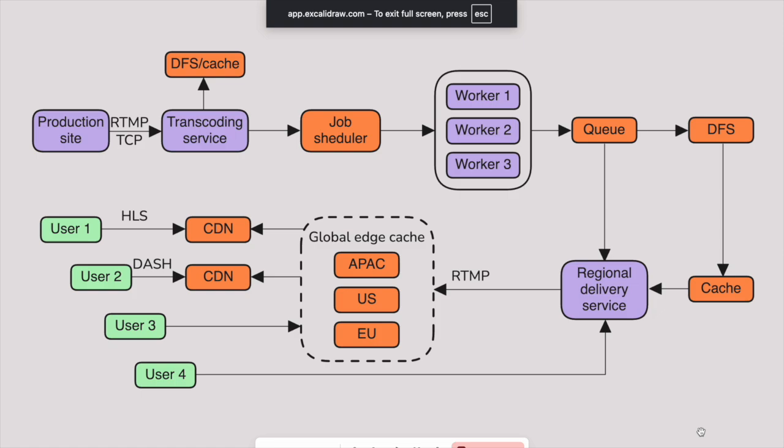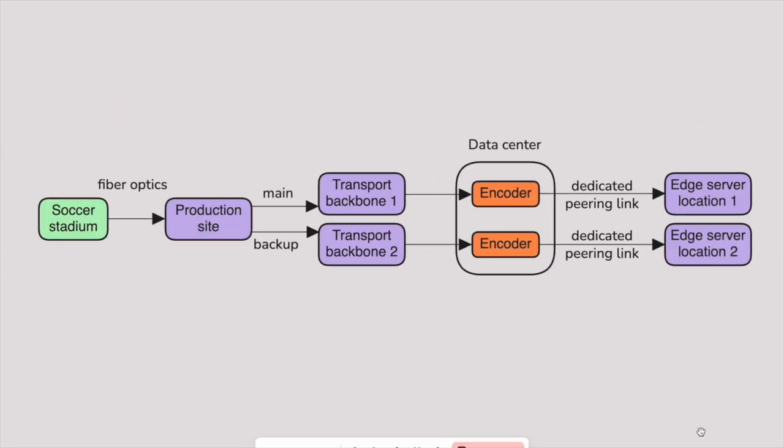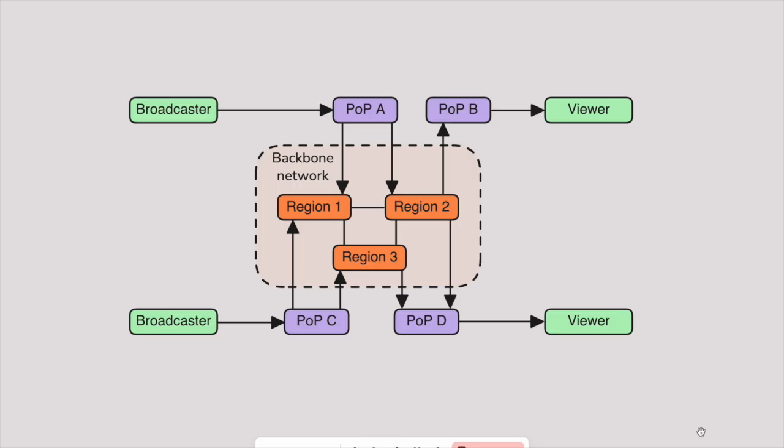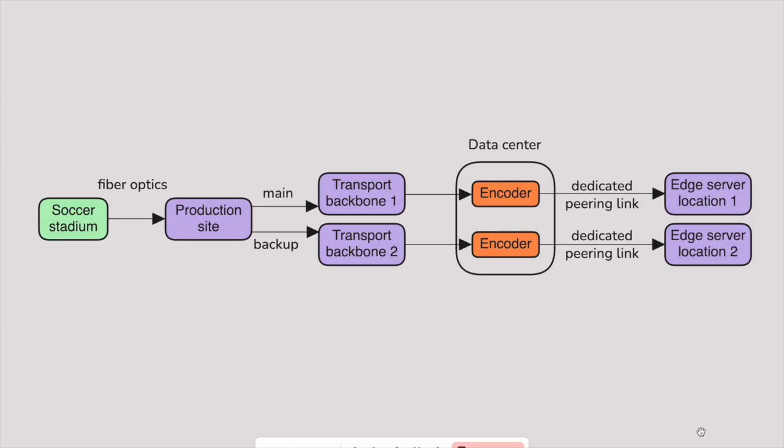Hi everyone, welcome back. In this video, we're going to talk about the system design of live video streaming. We're mostly going to focus on two main components, data ingestion and data delivery. We're going to look at them from different perspectives. We'll review the component design, and we'll talk about the infrastructure and network.